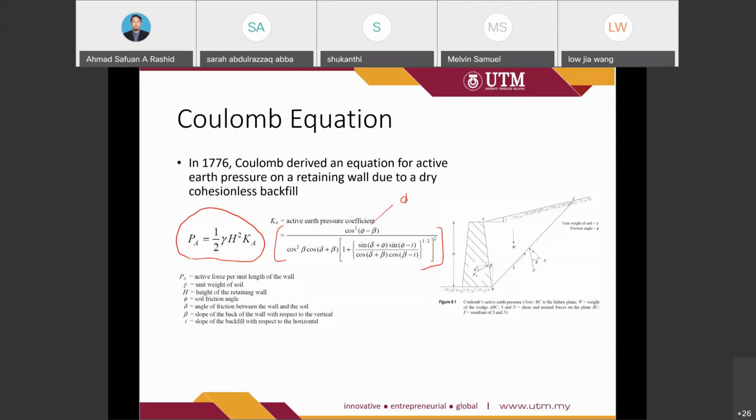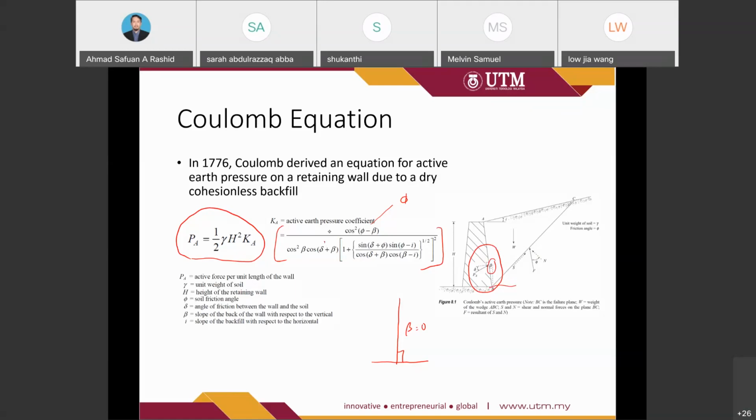For example, if the retaining structure is designed at 90 degrees, the beta value will be equal to 0. But in this case, the structure is being built at 90 degrees towards the ground, so we need to measure the value of beta based on the vertical axis, or y-axis.